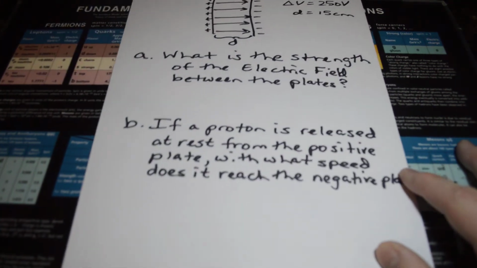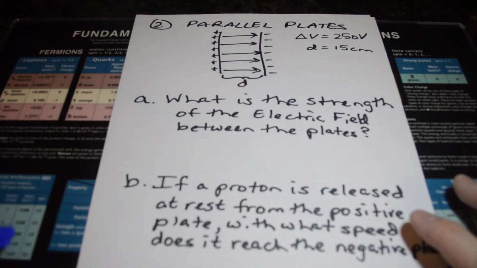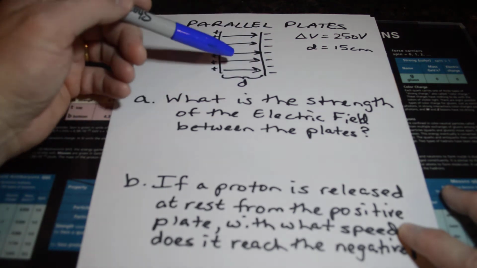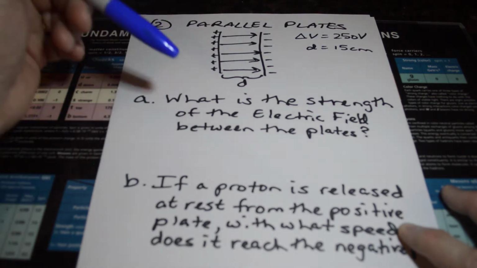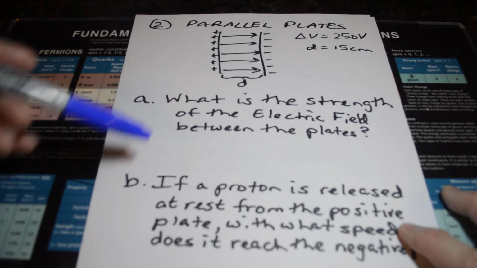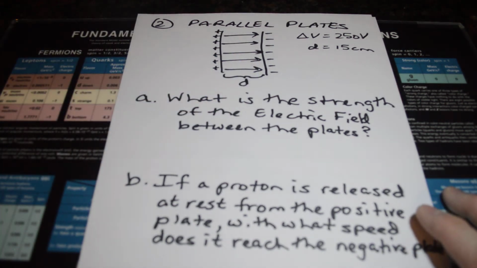Okay. The next question has to do with parallel plates. You have this set of parallel plates. You have this figure, positives on one side, negatives on the other. The potential difference between those plates is 250 volts, and the distance between the plates is 15 centimeters. And you want to know what is the strength of the electric field between those plates.